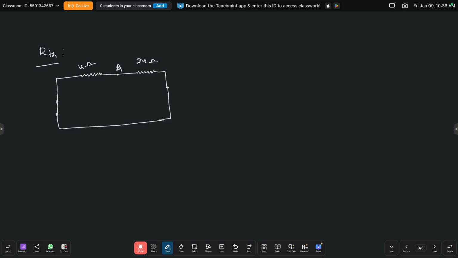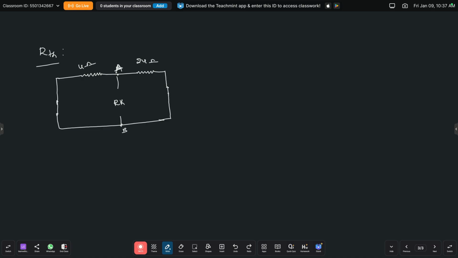So here is point A and this is point B. Here we need to find the value of Rthevenin. See here, there are only two resistances. One is the 4 ohm and the second one is the 24 ohm. Here the 4 ohm and 24 ohm are both connected in parallel. We already discussed series and parallel circuits in the previous class.